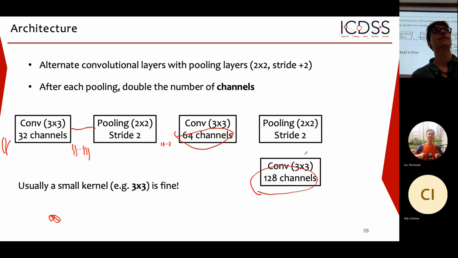Questions? When we do pooling, then we shrink the thing. So how are we done with the number of channels? Like we shrink the image. Yeah, good question.